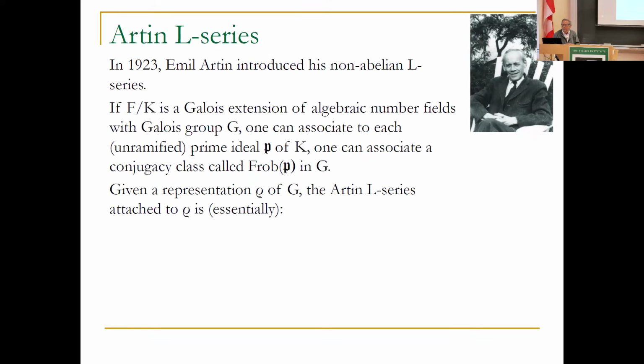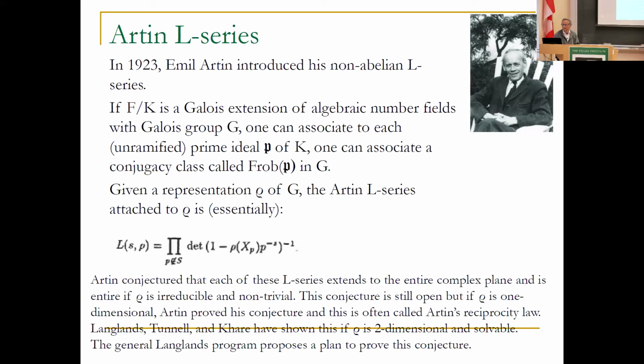Okay. And given a representation rho of the Galois group, the Artin L series attached to this is essentially, don't worry about this P naught and S or whatever, essentially the determinant of 1 minus rho of x_p, or x_p should be Frob_p, small typo there, x_p should be Frob_p, p to the minus s, inverse. So it looks like the Euler products that we had already looked at in the case of the Dedekind zeta function.